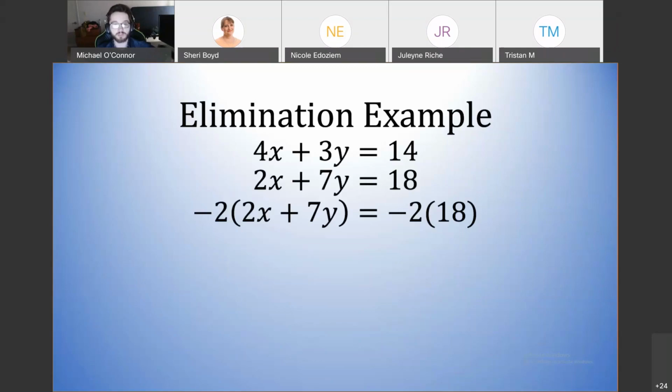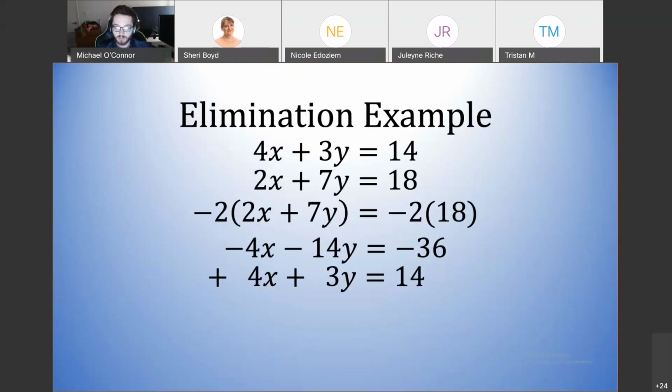What would be a little easier on you would just be to multiply the bottom equation by negative 2, because that does get you what you want. You get a negative 4x out of that, and then when you add them together, it does end up canceling out. But what you're doing does work. So I'm just multiplying that bottom equation by negative 2, and you get negative 4x minus 14y equals negative 36. And then I'm going to add the top equation to it, so plus 4x plus 3y equals 14.